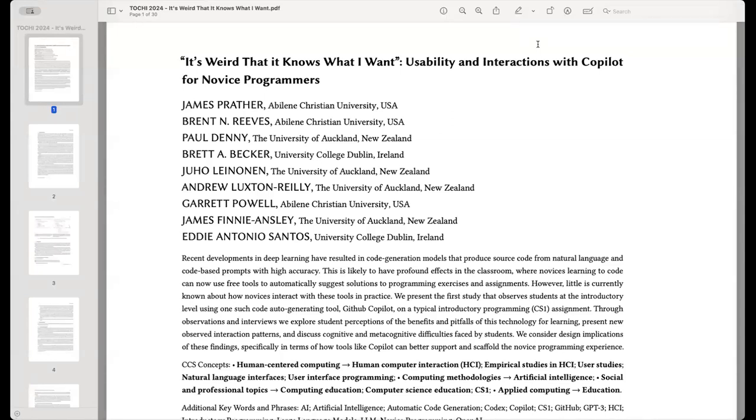It's weird that it knows what I want: usability and interactions with Copilot for novice programmers. I'm James Prather, and I'm presenting on behalf of my co-authors, Brent Reeves, Paul Denny, Brett Becker, Juho Leinonen, Andrew Luxton-Reilly, Garrett Powell, James Finnie-Ansley, and Eddie Antonio Santos.